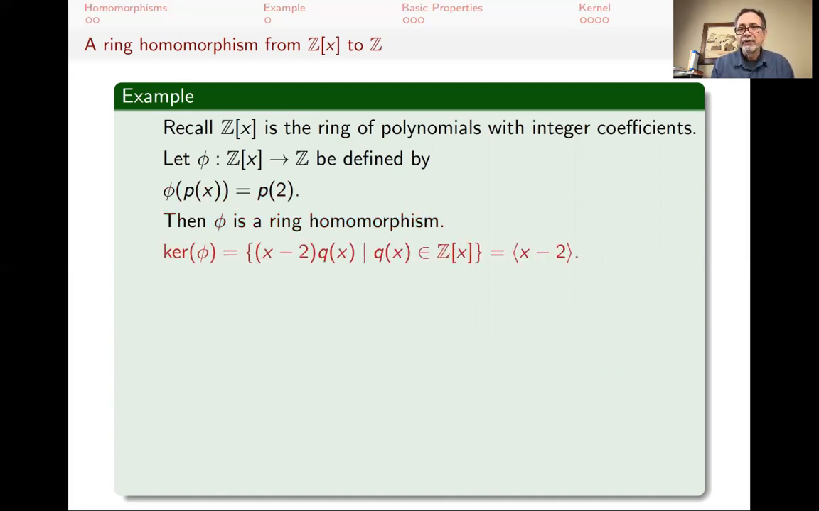And what's the kernel of phi? Well, something is in the kernel if you plug in 2 and you get 0. A polynomial that you plug in 2 and you get 0 will have x minus 2 as a factor. That does need a proof. You probably are familiar with that from high school algebra, that if you have a polynomial and you're trying to find its roots, for example, if you plug in 1 and get 0, then you know that's a root, so x minus 1 must be a factor. And so you can factor x minus 1 and then worry about the rest of it. We will prove that in the context of future lectures. But for now, let's just believe that's actually true.